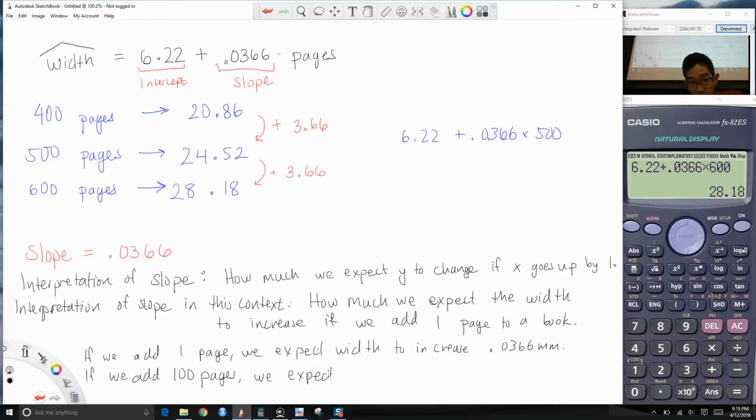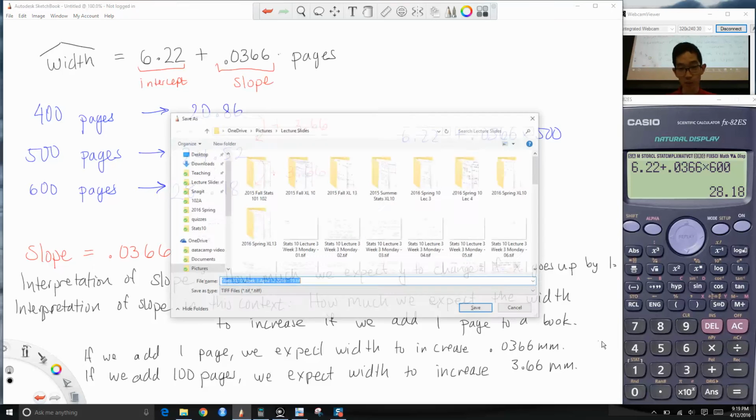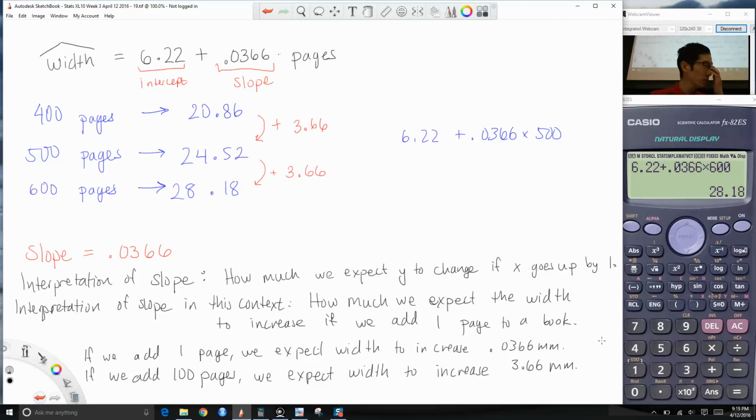so we can say if we add 100 pages, we expect width to increase 3.66 millimeters, and if we added 1,000 pages, 36.6 millimeters, which makes more sense. Okay, so the interpretation of the slope is how much we expect y to change if we increase x by 1. Okay, so in the context of this problem, it makes sense talking about increasing x by 1.